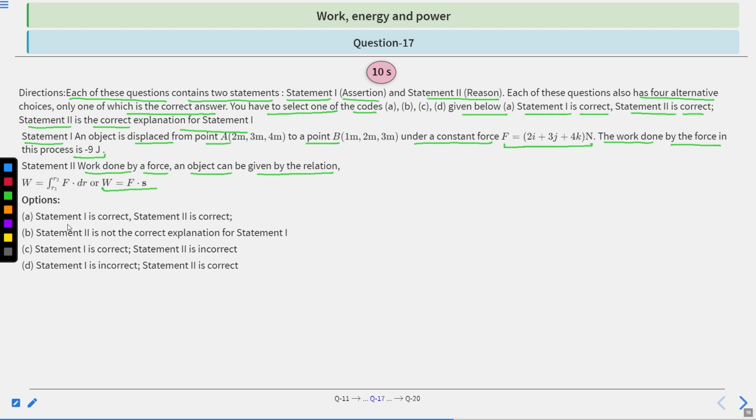Given options: option A, statement first is correct, statement second is correct. Option B, statement second is not the correct explanation for statement first. Option C, statement first is correct, statement second is an incorrect statement. Option D, statement first is incorrect, statement second is correct. So which one is correct? Clear? You have 10 seconds to solve this question. After 10 seconds, we will provide the solution. Clear?